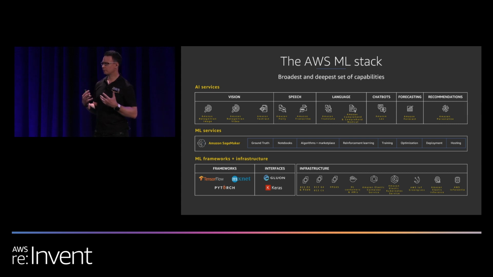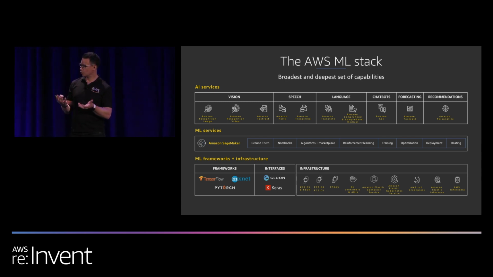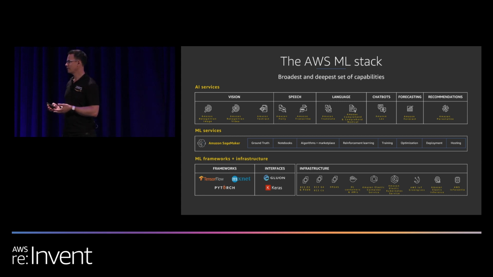Now, if you want to save a bit of time and effort, you can move up to the next stack, which is in the middle around our machine learning services. And that's where Amazon SageMaker provides you with services across the machine learning lifecycle to do things like create your data set, explore your data, train a machine learning model, have it automatically optimized for you, and then have it hosted and scaled and secured automatically for you.